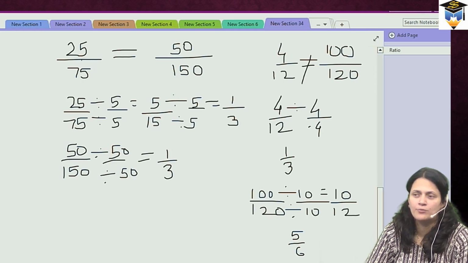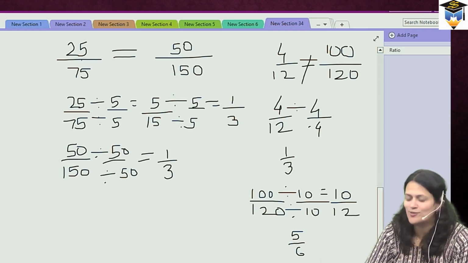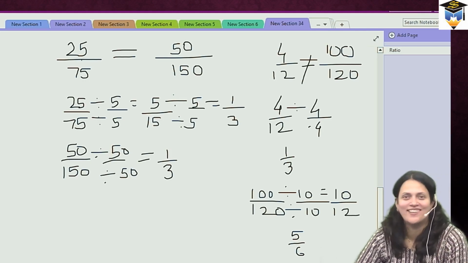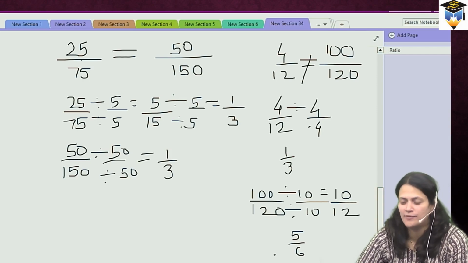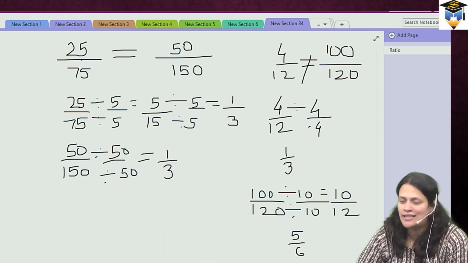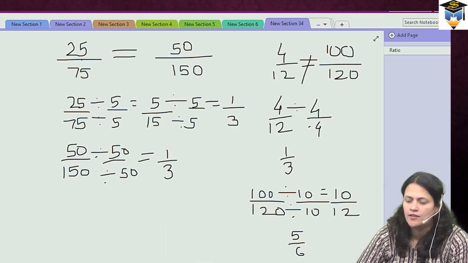So in 11th, 12th, how many of you had maths as a subject? You also. Okay. So I have to go like this only. That means, all right. Don't worry, I'm there to teach. Okay. So these are not equivalent ratios. Understood this part?